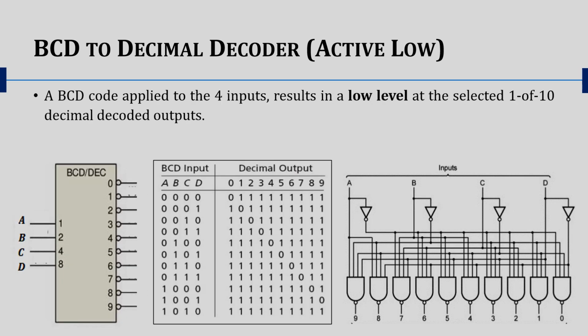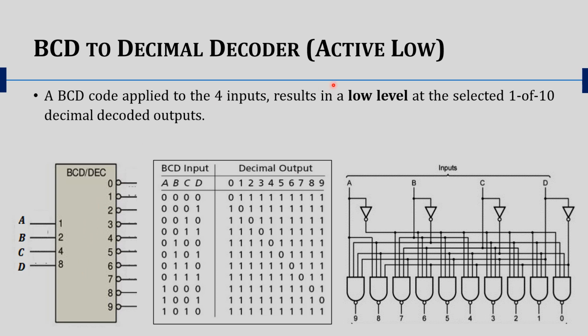Now let's look into the active low BCD to decimal decoder. The only difference is that the value will be 0 for each specific combination. So for the combination 0000, D0 will be having the value 0. Also, when you look at this block diagram, at the output line we are having a bubble, which shows that it is an active low decoder.